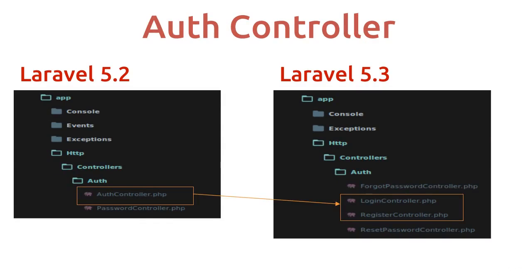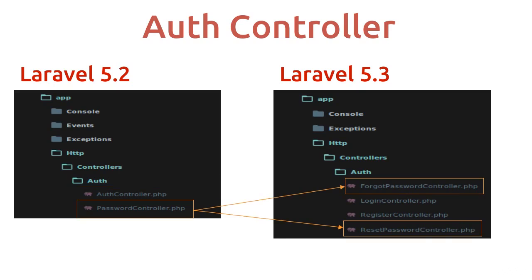The third change is the authentication controllers. In Laravel 5.2, there are only 2 files below the auth directory. The first is the auth controller, which is used for login, logout, and registration, while the password controller handles forgetting and resetting the password. But in Laravel 5.3, both are broken down again, so you'll find 4 files here. Login controller used for login or logout purposes, register controller used for registration, forgot password controller will be used if you forgot the password, and reset password controller used for resetting the password.